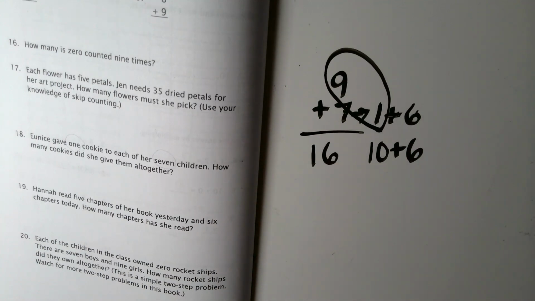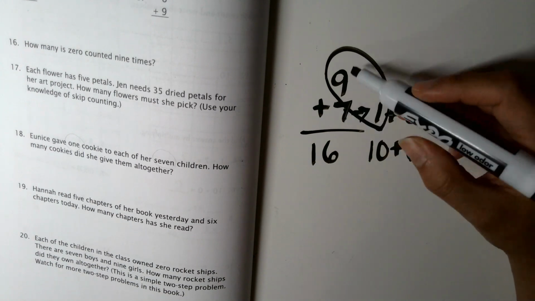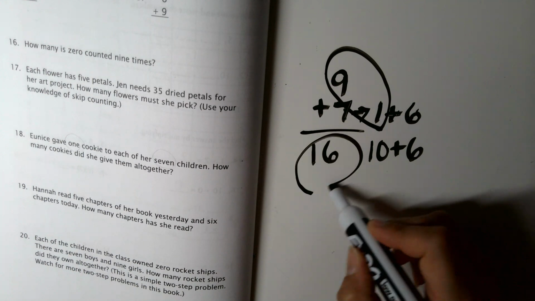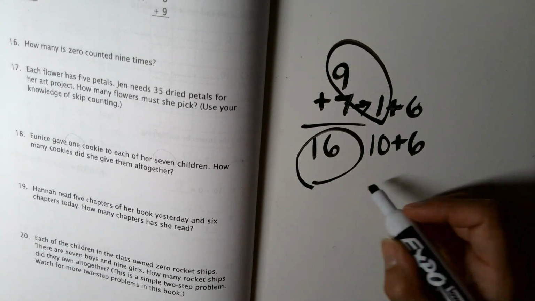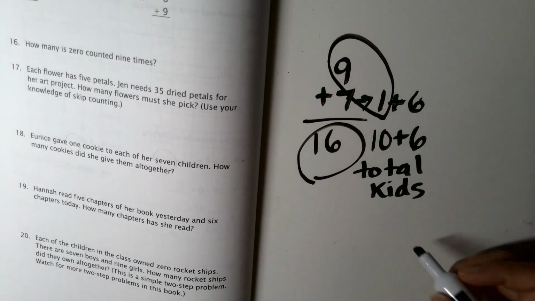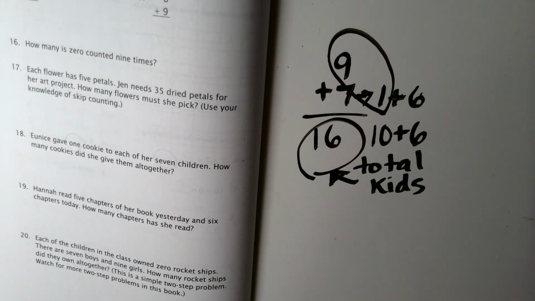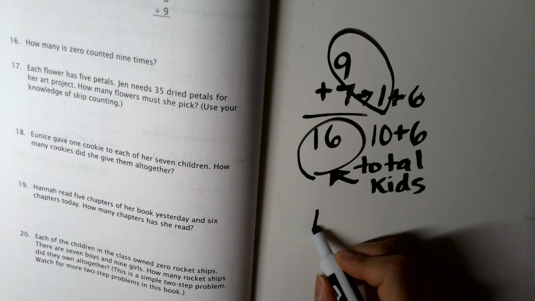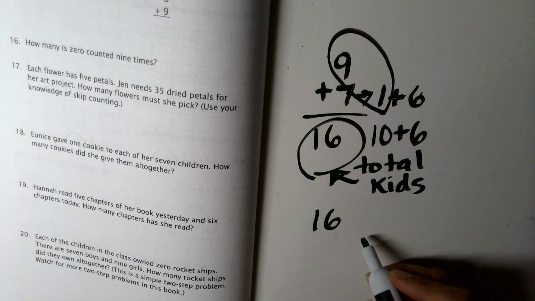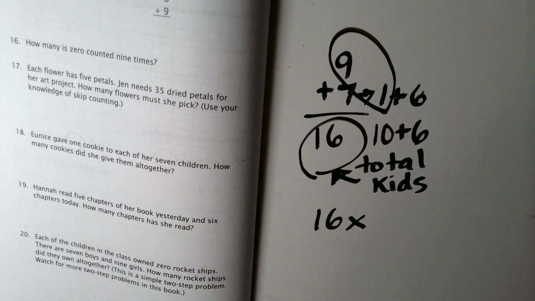Okay, so what we've gotten so far is what? They said there was 7 boys, this is our 7 right here, and there was 9 girls. So what did we find here with the 16? The total amount of kids. Total kids. Okay, that's what 16 is. But what is the question asking? How many rocket ships did they own altogether? Okay, now that we have our total number, 16, we have to find out how many each one of them had. So we can multiply that and figure out how many altogether.